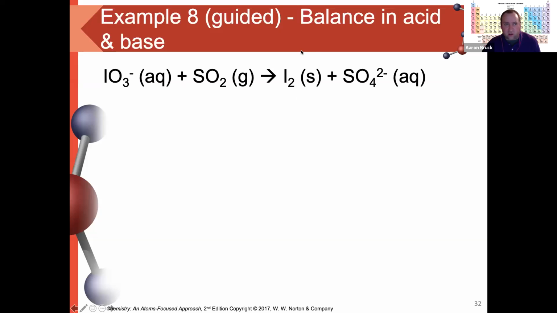And so we start exactly the same as we did in the previous problems. We need to assign oxidation numbers. Iodate in this is +5. Oxygen is -2. The sulfur is going to be +4. The oxygen is going to be -2. The iodine is going to be 0. The sulfur in sulfate is +6 and -2 in oxygen.